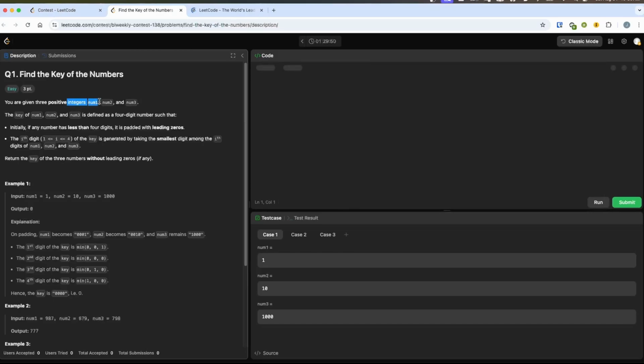We're given three positive integers, num1, num2, num3. The key of the numbers is a 4-digit number such that if any number has less than 4 digits, it's padded with leading zeros. The ith digit is the smallest digit among the ith digits of the numbers. The output is 0. Oh, I see. So let's just pad all of these.